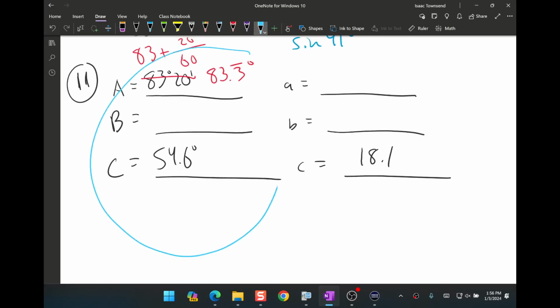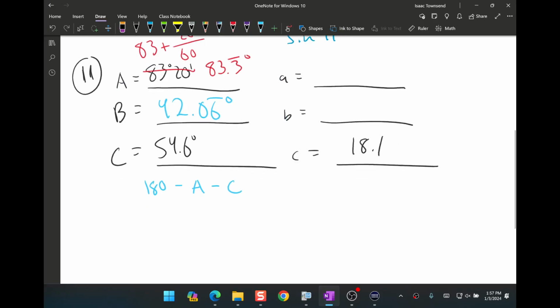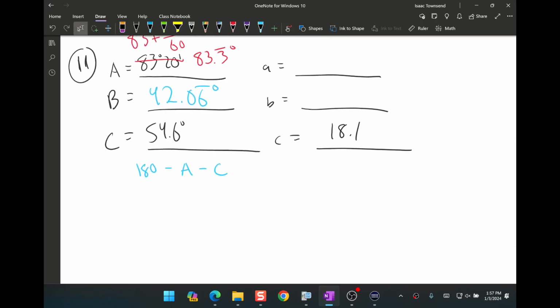But looking at these two, I know 2 of the 3 angles of a triangle, so I can do 180 minus angle A minus angle C to find angle B. That's 42.06 repeating. Same thing, you either need to keep up with all those decimals or store that in your calculator. But now you can use law of sines. By the way, you cannot use the Pythagorean theorem or the SOHCAHTOA equation. Those only work on right triangles.